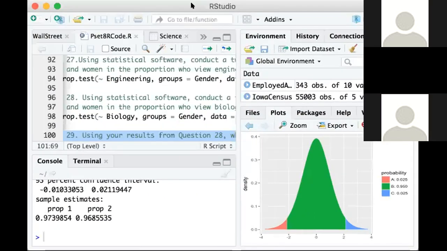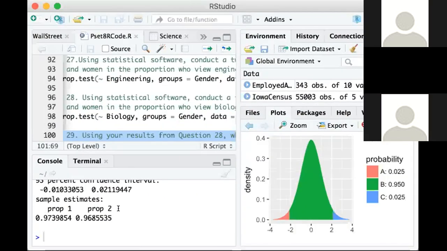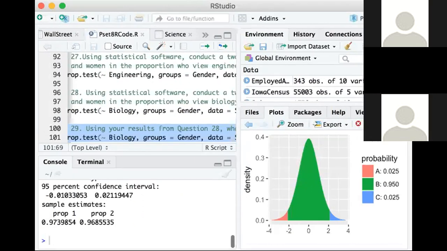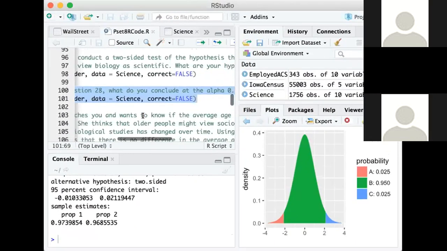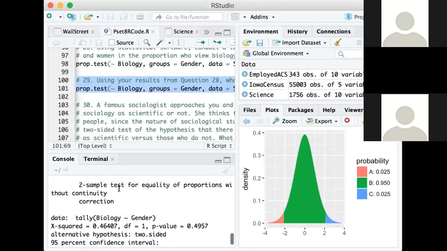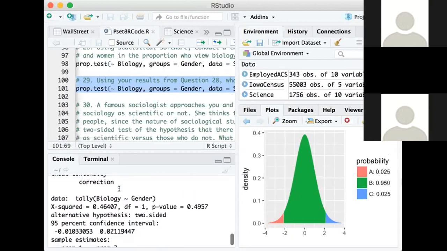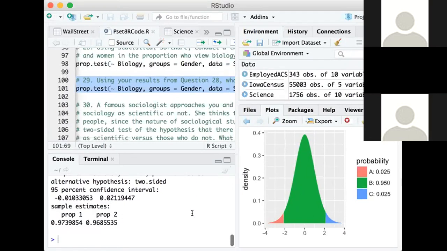Yeah, sure. So we could go over it. First I ran the test. This is a proportion test looking at biology, and it gave a p-value of 0.4957. Right, and so that's how we would do question 29.